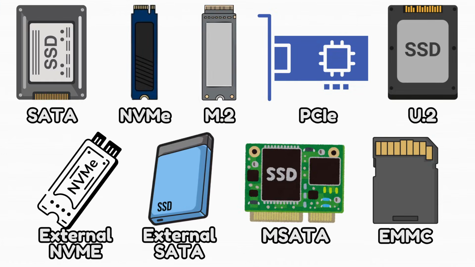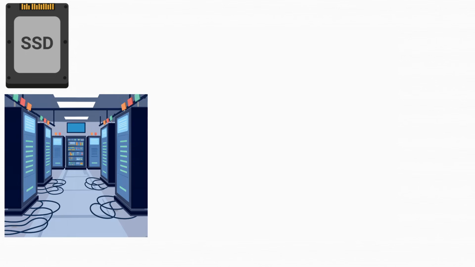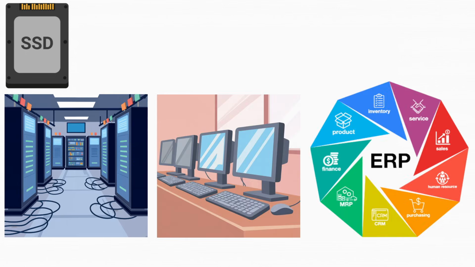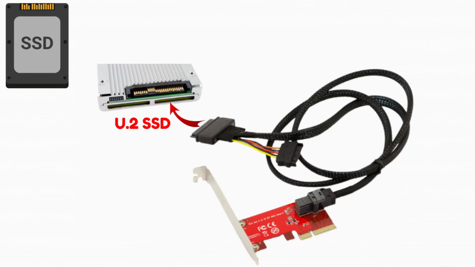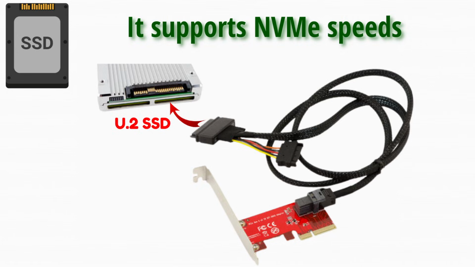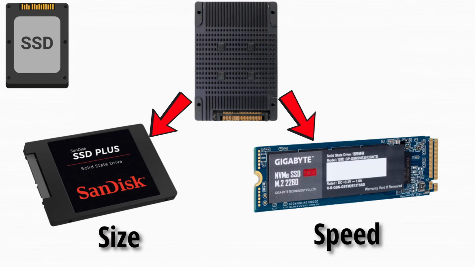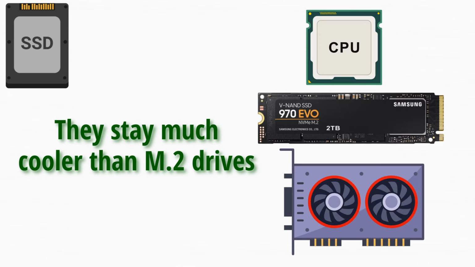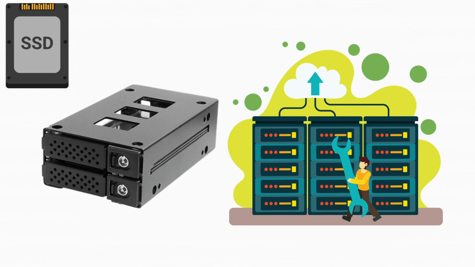Next up, the U.2 SSD. U.2 SSDs are mostly used in servers, big workstations, and enterprise systems. They look like 2.5-inch SATA, but they connect using a special U.2 cable that supports NVMe speeds. This means U.2 combines the size of SATA with the speed of NVMe. They stay much cooler than M.2 drives because they aren't cramped between CPU and GPU. They're easy to hot swap, which makes them perfect for servers that need non-stop uptime.